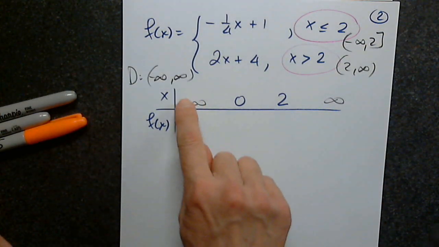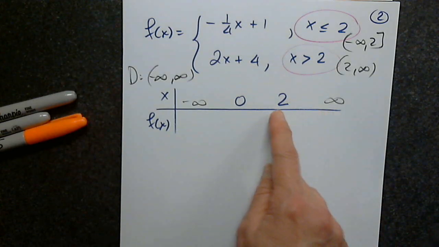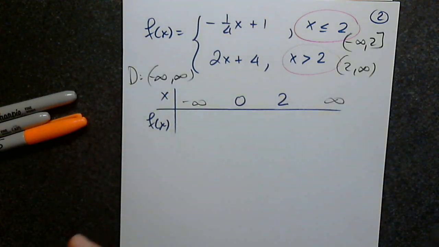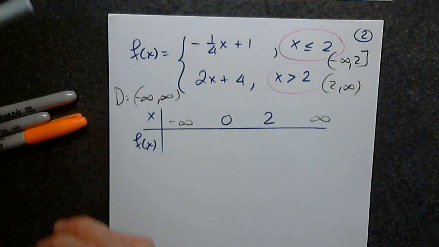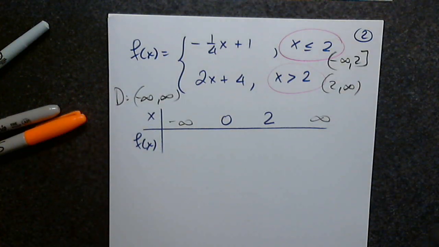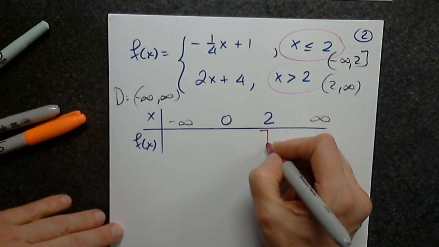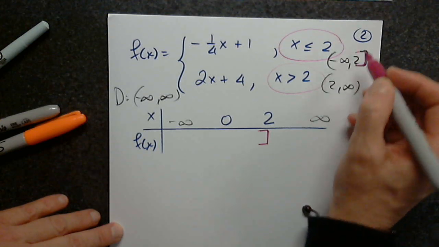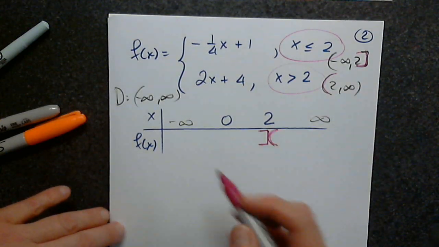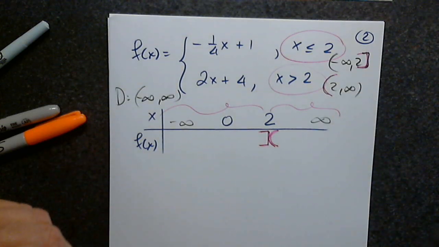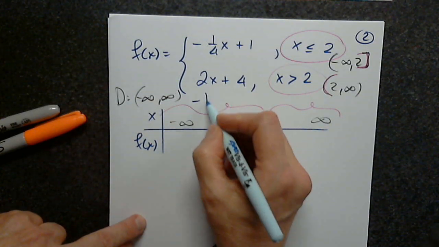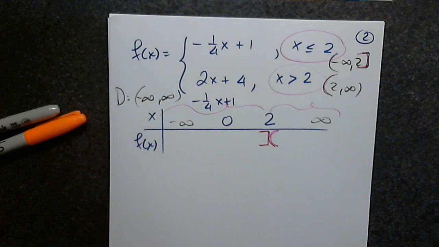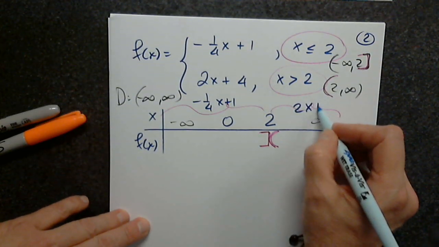And you may have to make sure that these numbers are in ascending order. You cannot put 2 on the left-hand side of 0. Be very careful. So now I copy under 2. What symbols do I copy under 2? Yes, a bracket to the left because it opens to the left, and a parenthesis to the right. Perfect. Now I have to establish which function goes where. Between negative infinity and 2, I will be using which function? Negative 1/4 x plus 1. Very good. And obviously on the other side, 2x plus 4.